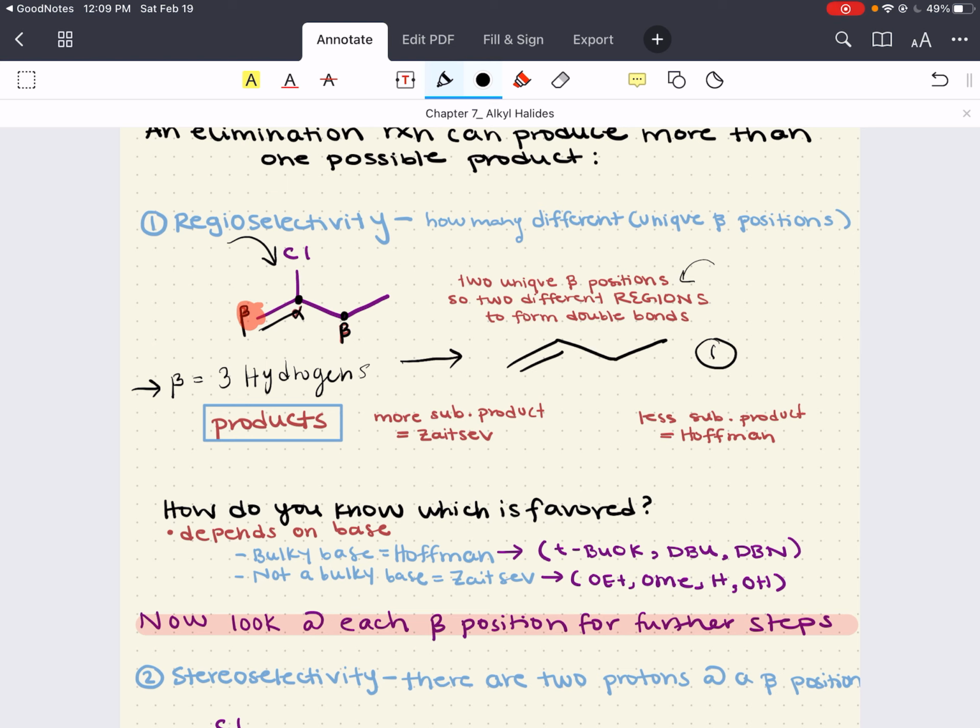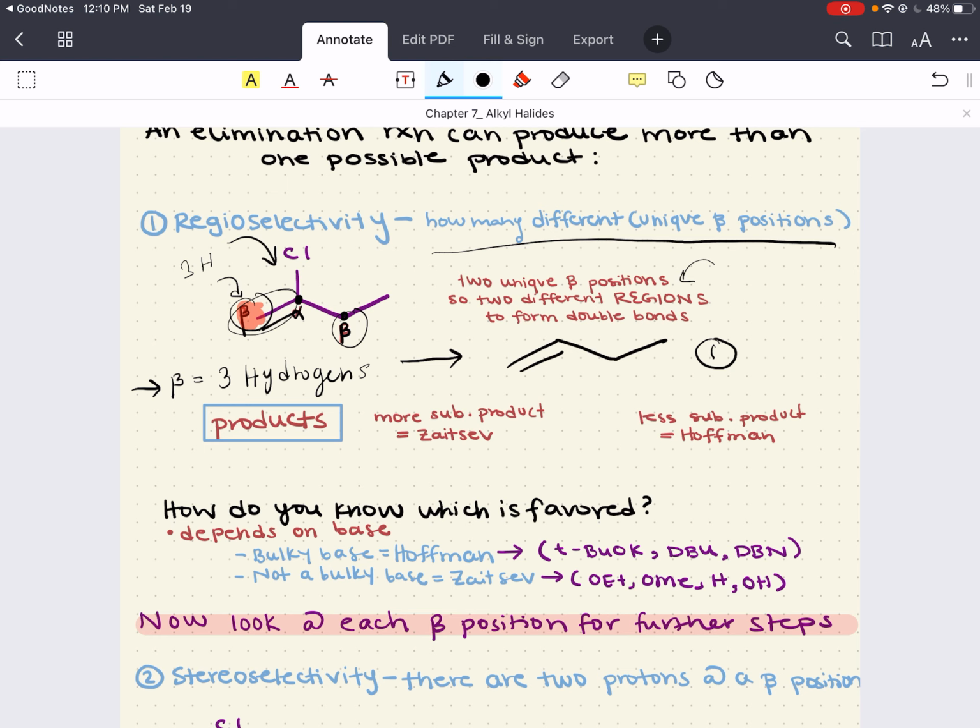You're going to identify how many different unique beta positions you have. Here we have 1, 2. One of these positions has three hydrogens, this one right here. That means there's nothing else in terms of stereoselectivity or stereospecificity that we're going to have to worry about. Nothing at all. We can just go about our elimination reaction and form that double bond right between the alpha and beta with the halogen leaving as a consequence of that. So here's our first product.